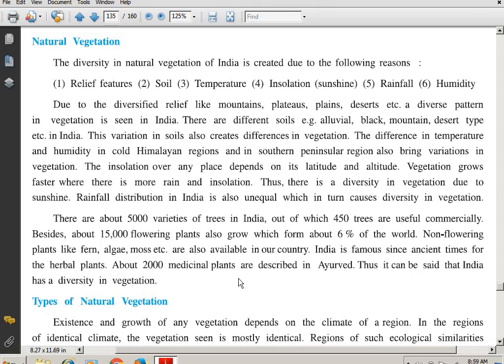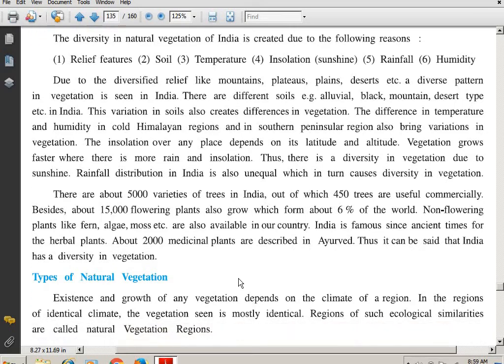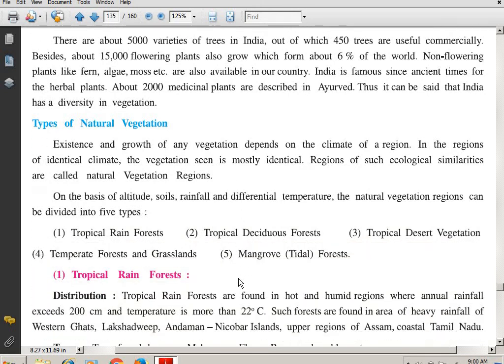So, the question could be, why has India a diversity in vegetation? Explain. Or write in short about diversity in natural vegetation of India. The answer will remain the same as the 6 points. Explain them, and the types of trees we get here, how many varieties we use commercially, and how many are flowering plants, that is the number given there, 15,000. So this answer is clear to you, students. We will do one more question, about the types of natural vegetation, and after that I will stop the class.